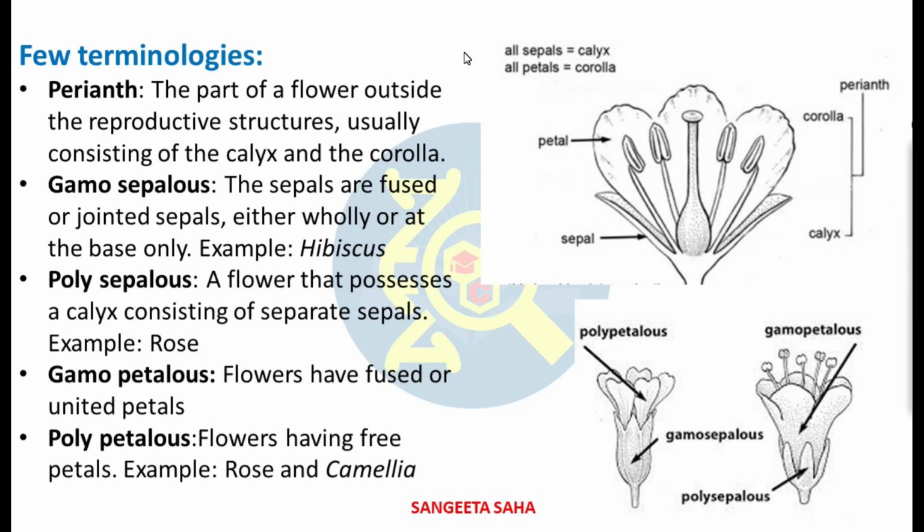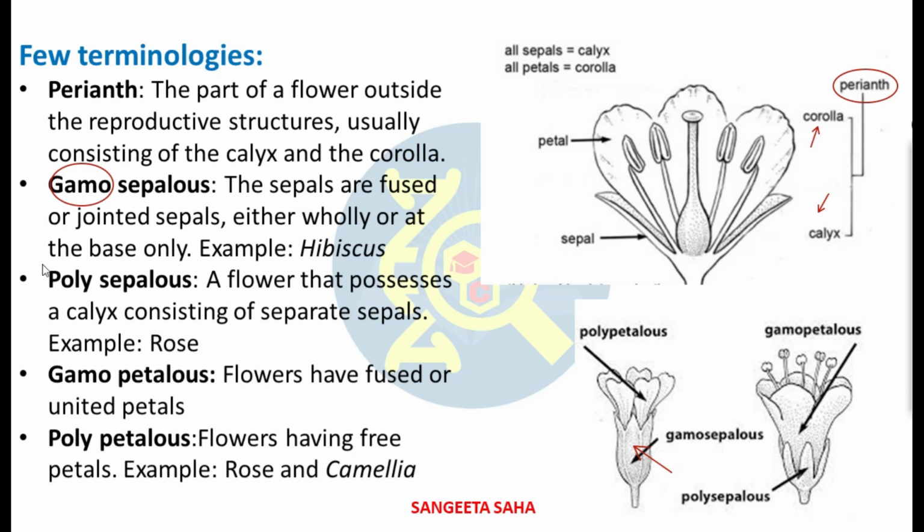Next we are going to learn about different terminologies related to flower. The first one that we see is the perianth. It is basically the part of the flower which is a non-reproductive part, and it usually consists of calyx and corolla, known as perianth. Another term you may come across is the gamosepalous. Gamo means jointed. So when the sepals are fused or jointed, if you see in the picture here, you will see that the sepals here are jointed, then it is known as gamosepalous, and it is seen in hibiscus.